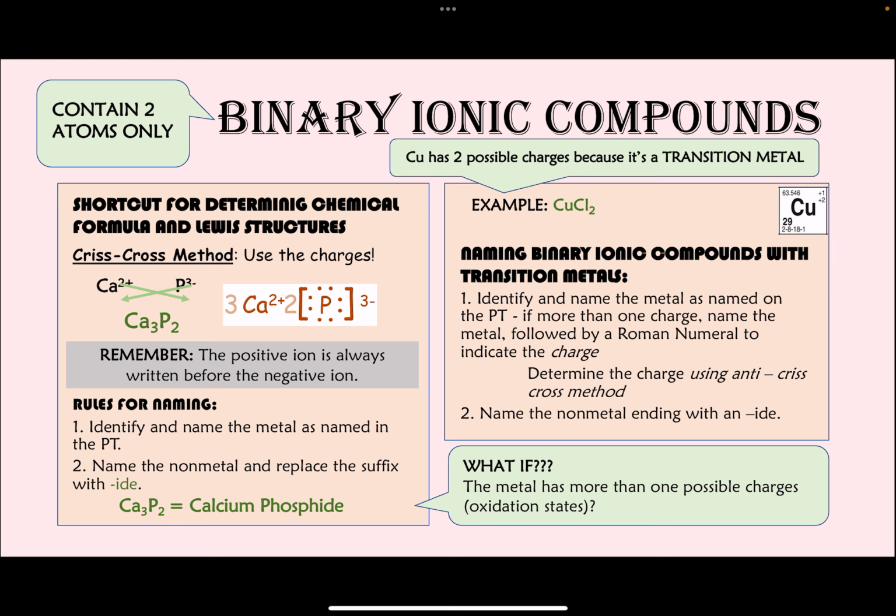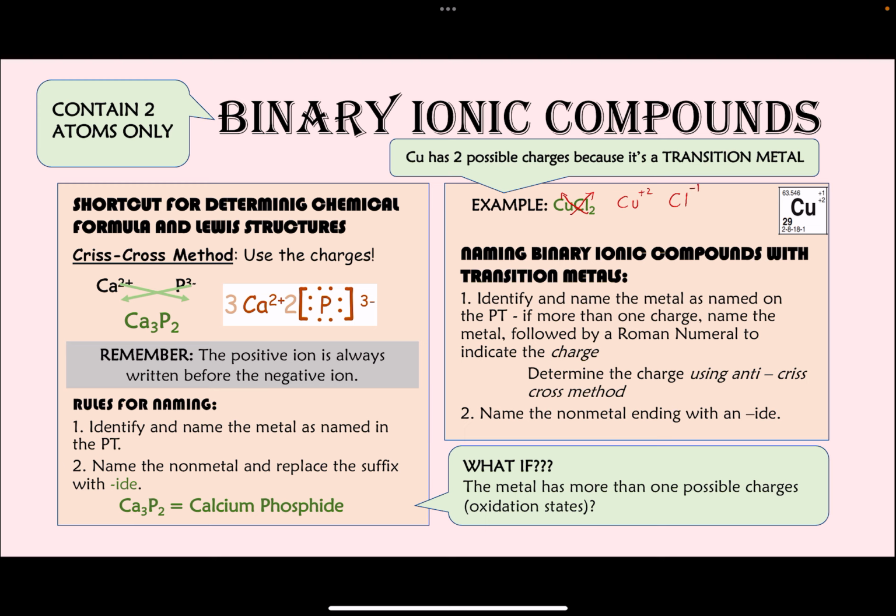So anti-crisscross is the opposite of crisscross. So that means instead of coming from top to bottom, we're going to go from bottom to top. So in this case, we're going to bring the subscript of copper to the top. So it becomes the charge of chloride. And then we're going to take the subscript of chloride to the top. So it becomes the charge of copper. So by doing that, copper gets a charge of +2 and chloride gets a charge of -1.